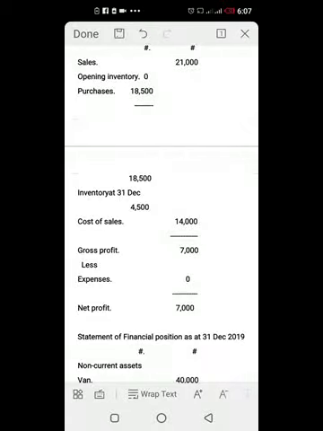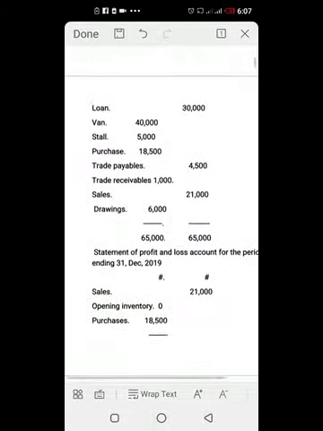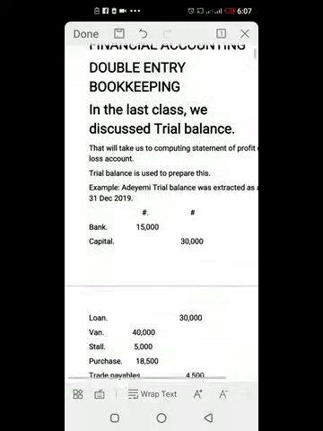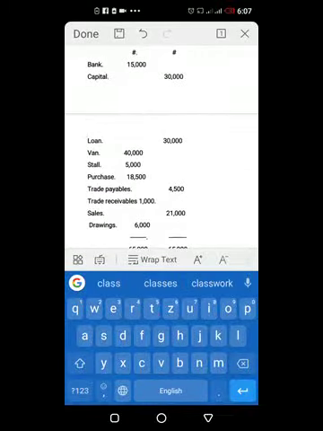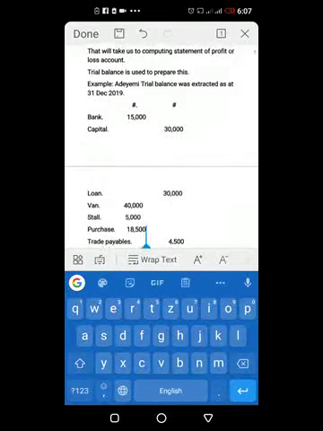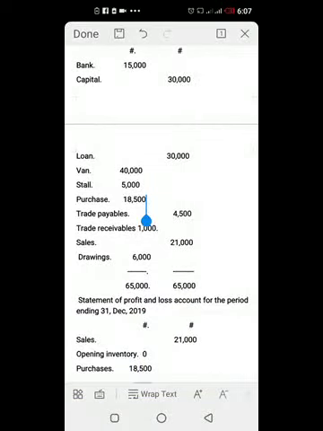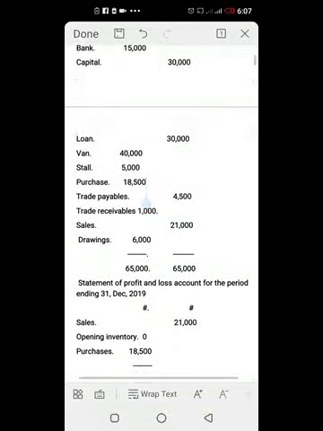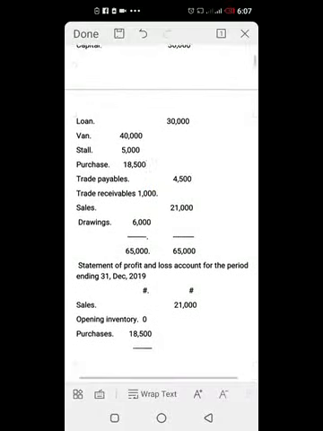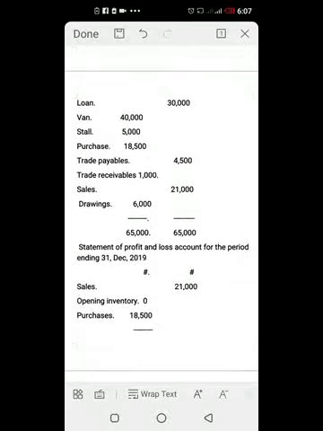After getting the 7,000 naira, the next thing we do is to less expenses. Now in this Adeyemi, there are no expenses. The van is not an expense. The van is not an expense incurred in buying the goods. The stall is not an expense incurred in buying the goods.